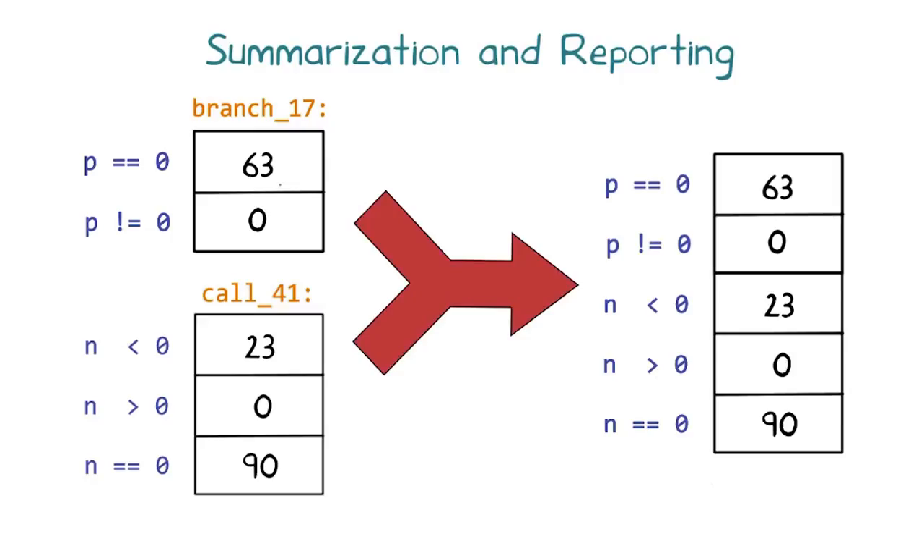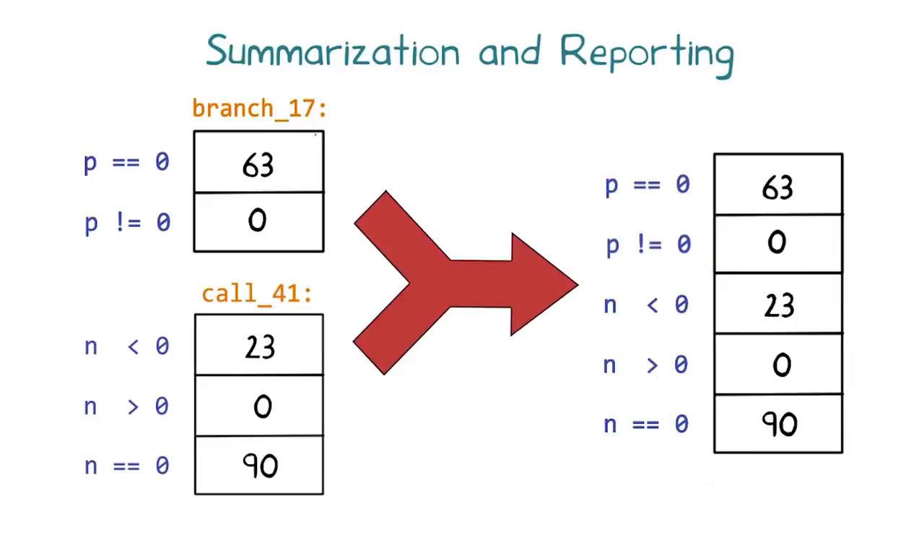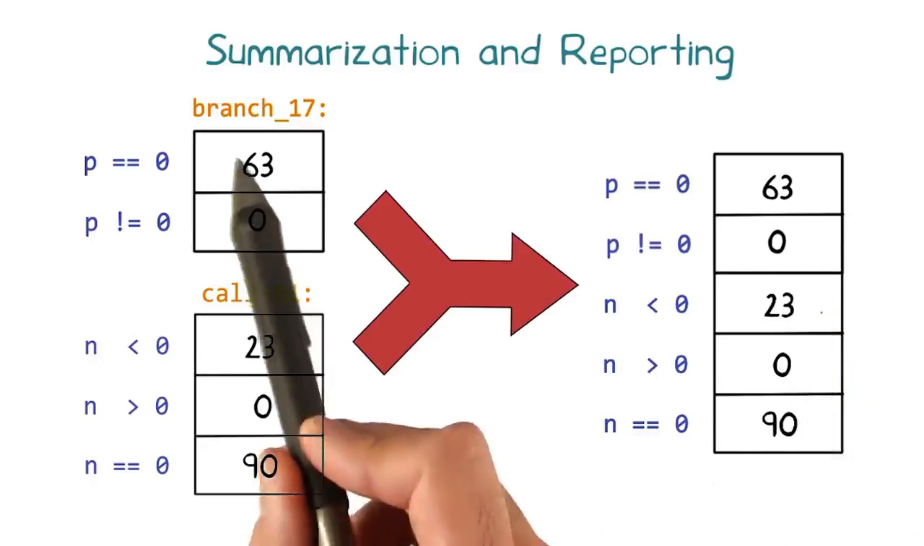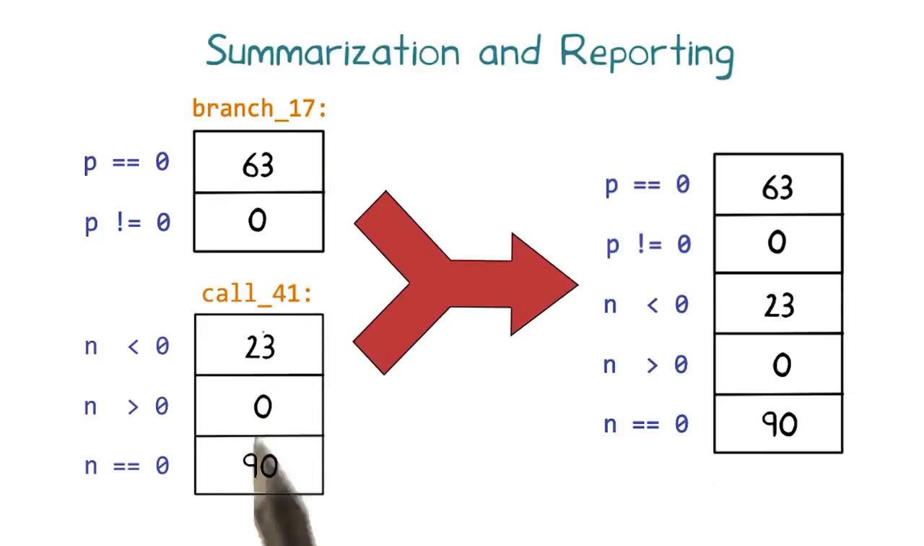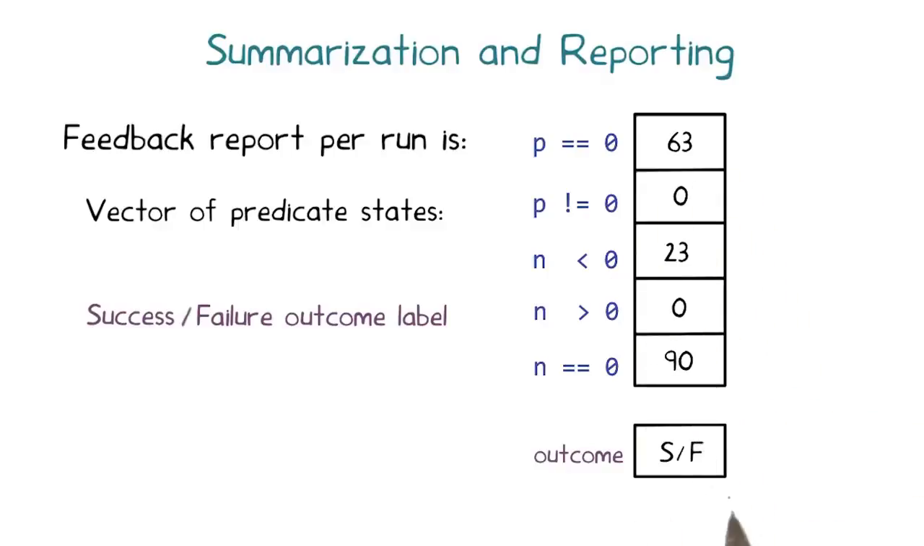When a run finishes, we combine the arrays of predicate counts that we were tracking at different instrumentation sites in the program into a single array, the feedback profile, in preparation for reporting it. Notice that this feedback profile consists of data from 2 instrumentation sites, branch 17 and call 41, but it consists of 5 predicates. We report the feedback profile along with the outcome label indicating whether the run succeeded or failed.